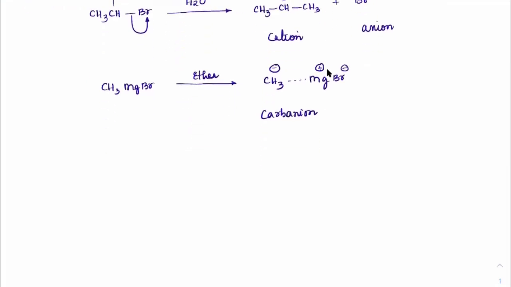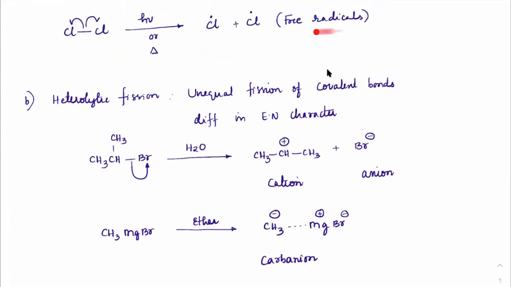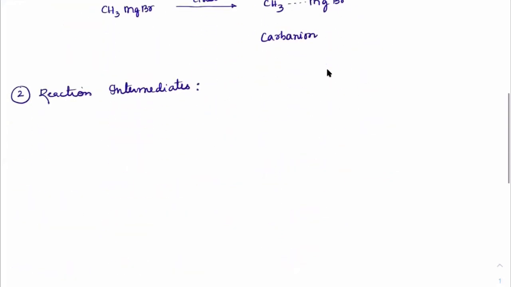Next, the second important term we need to know. First is how the fission happens. The second thing is about reaction intermediates. Whatever species we have formed so far, like free radicals, carbocations, carbanions, these are all intermediates. So there are several intermediates. The intermediates which we will see across are first carbocation. Please keep writing with me.